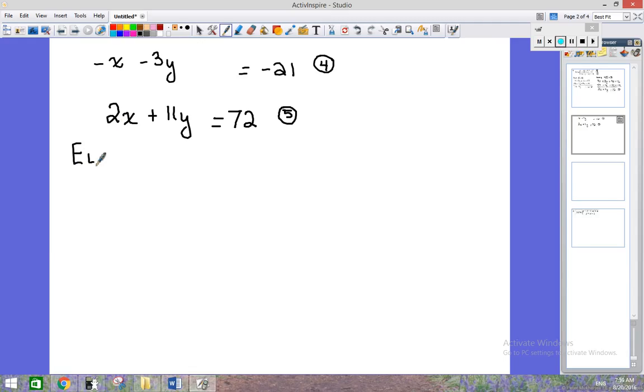So if I eliminate the x variables, I'm going to take equation 5 and add to it 2 times equation 4. Because I have a positive 2x here, and when I multiply this equation by 2, I'll have a negative 2x, and positive 2x and negative 2x will cancel. So I have my equation 5, and 2 times equation 4, and don't forget to multiply every term by 2. Every term gets multiplied by 2.